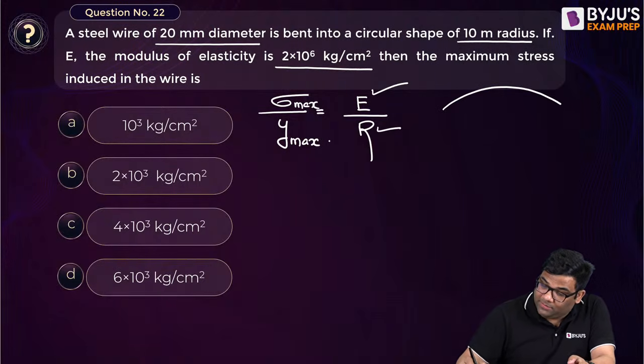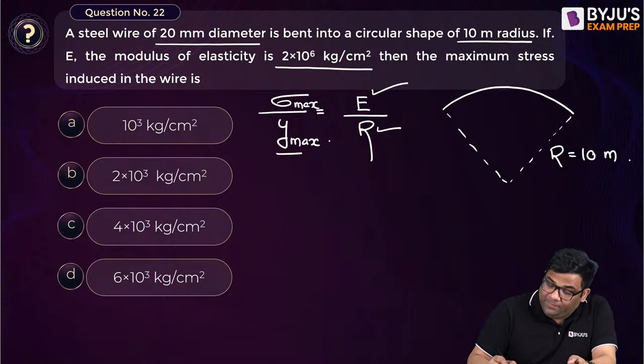You see, this particular wire is bending like this. The radius is also given, right? The radius of the bend is given as 10 meter. Okay, very good. Now how much Y max will I take?